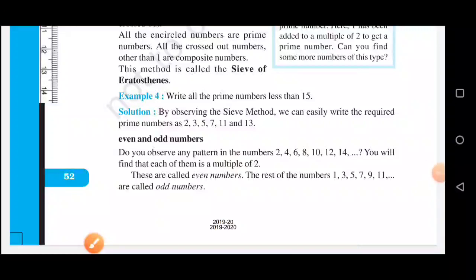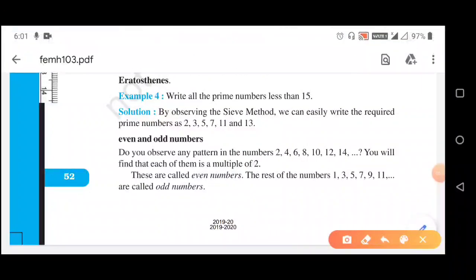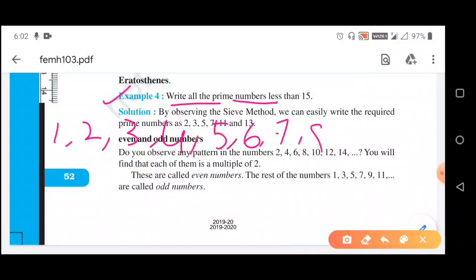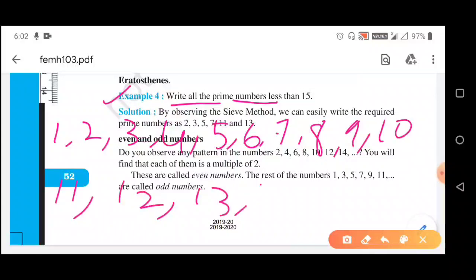Come to page number 52. Here example 4 is given. The question is: write all the prime numbers less than 15. So here I am writing all the numbers less than 15: 1, 2, 3, 4, 5, 6, 7, 8, 9, 10, 11, 12, 13, 14. Now from here we have to find out the prime numbers.